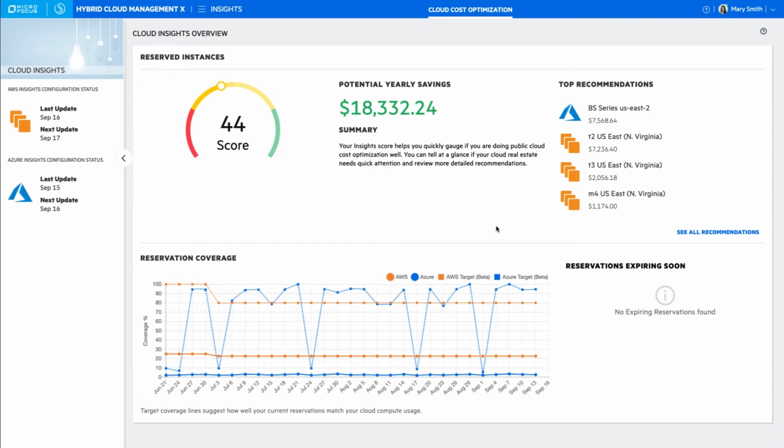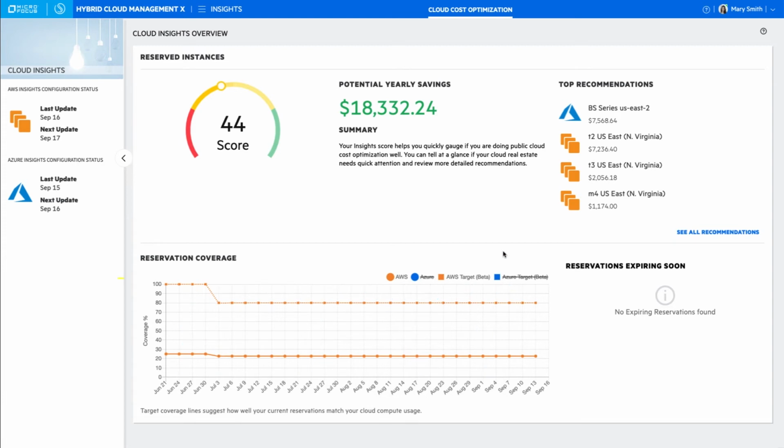Let's start with taking a look at reservation coverage. We show targets and actuals for each cloud type, but let me focus on AWS to explain this graph. So the top line shows you your coverable estate, so the percentage of your estate for which reservations make sense. The bottom line shows you your current actual coverage. And as you can see in our demo here, there's quite a gap, which is why our overall score, 44 out of 100, isn't very good.